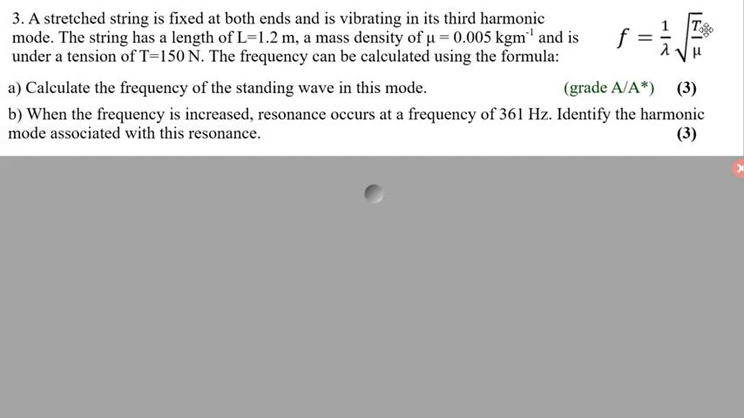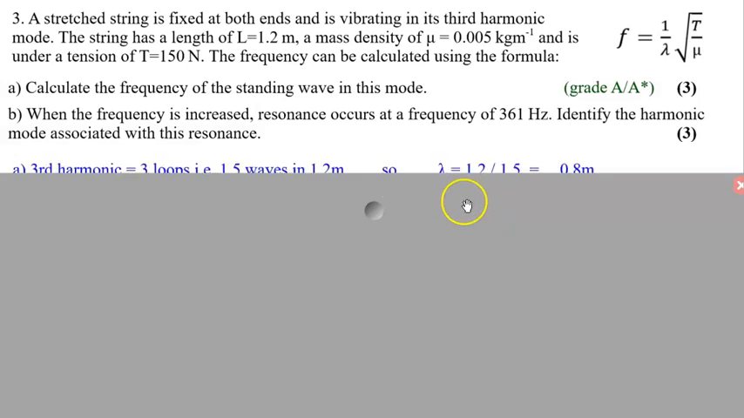We've got a relationship to find the frequency. Well, that's what we're trying to do here. That's equal to 1 over lambda, so we'll need to work that out, multiplied by the square root of T over mu. Well, we're given T and we're given mu. So this is effectively a substitution, but it does require a little bit of thinking because we're told that it's vibrating in its third harmonic.